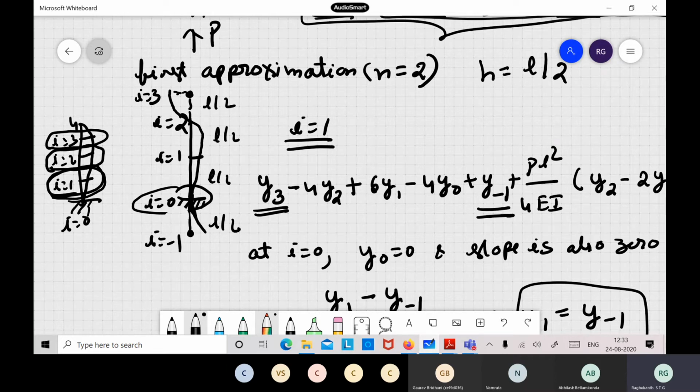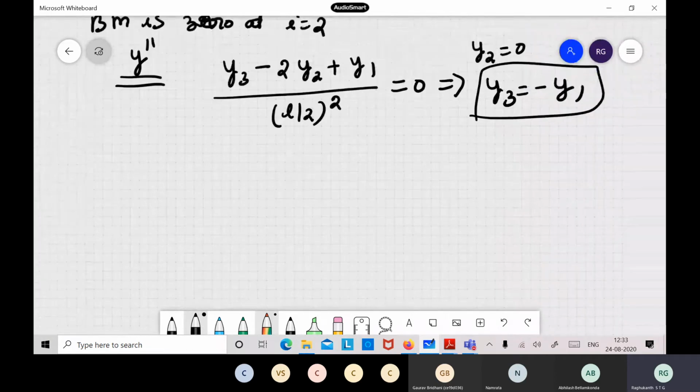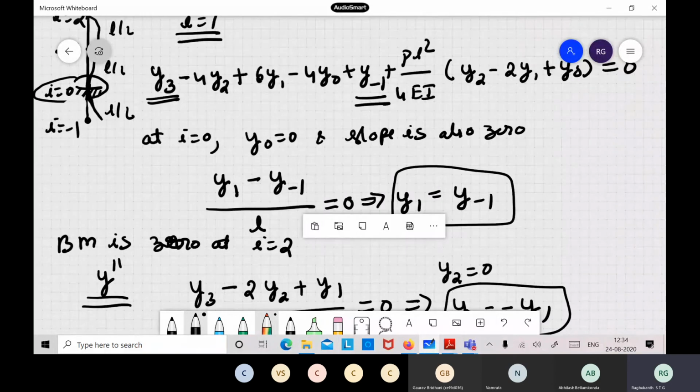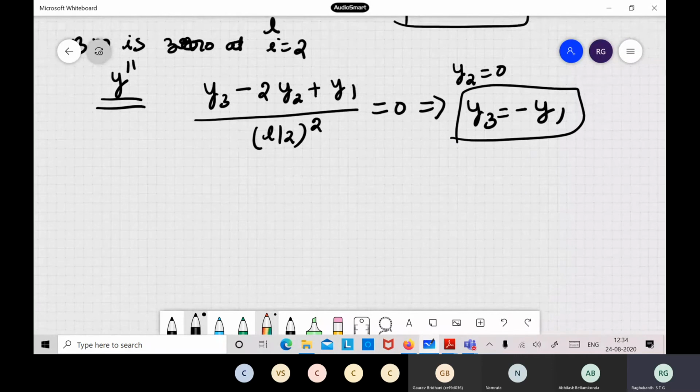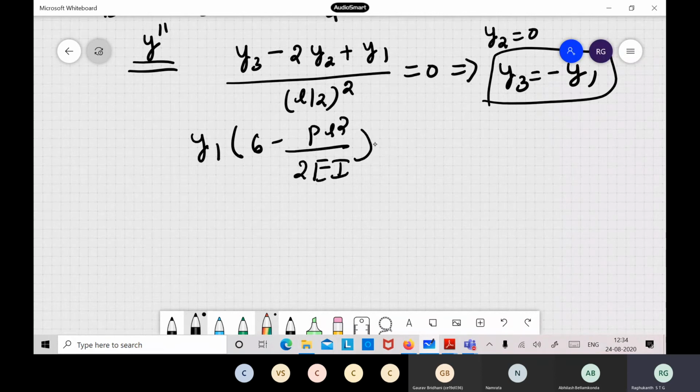Automatically your finite difference equation combined with the boundary condition will give you the displacement at these imaginary points. So this is how we get this higher order thing. Now you substitute: y3 is minus of y1 and y1 is minus of y1. So all the terms boil down to y1, because y2 is anyway 0. Finally we write y1 times 6 minus PL square by 2 EI is equal to 0.